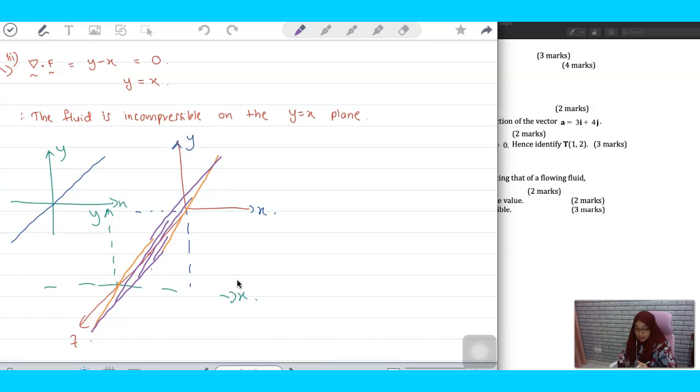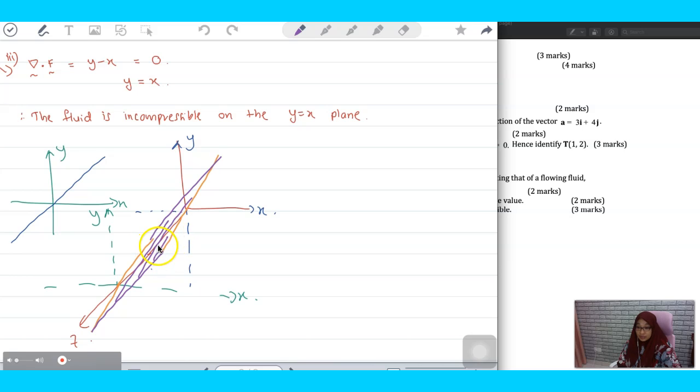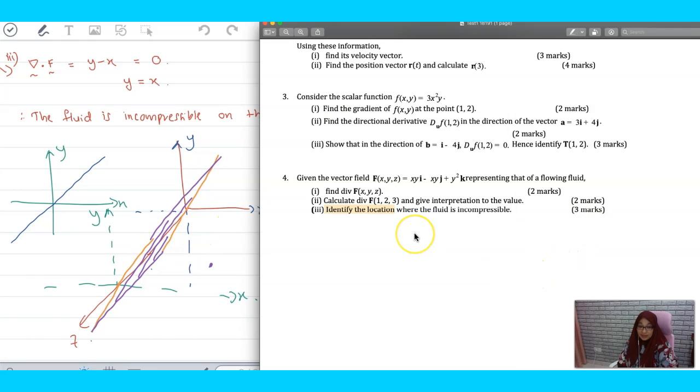So if we want to answer this question, identify the location, any points lying on this plane, for any z, as long as the point has y equal to x, are always the same. But other than that, let's say you choose a point over here, then it is not considered that the fluid is incompressible. To make sure that F is always incompressible, the point should be lying on this plane. Okay, so that is the idea.